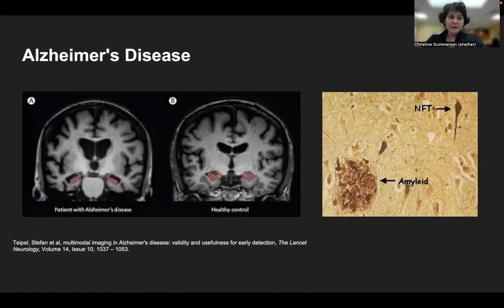And you'll notice, I wish I had my pointer here, maybe Mattia could circle the patient with Alzheimer's disease. Thank you for being my PowerPoint buddy here. Can you see the pointer?